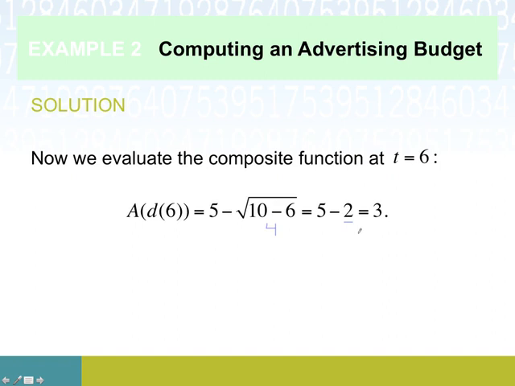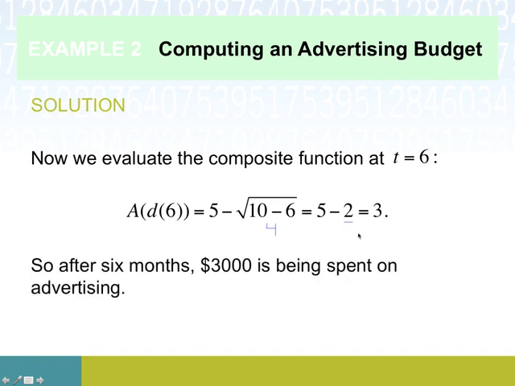And then it's always polite, this was phrased in terms of words, so we should return to words before we're done. So after 6 months, $3,000 is being spent on advertising. We're paying attention to units. T was in months, so T equals 6 means 6 months. And our output advertising was in thousands of dollars, so this is $3,000 being spent on advertising.